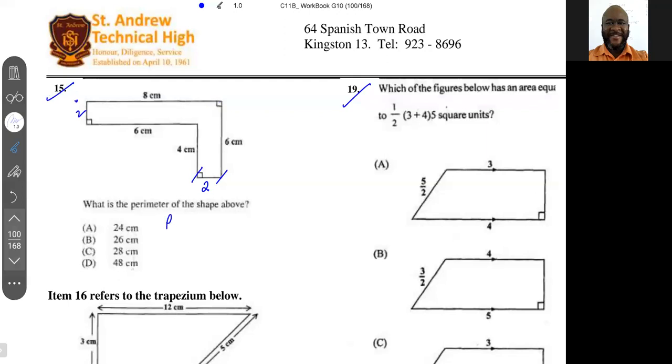So the perimeter is equal to 2 plus 8 plus 6 plus 2 plus 4 plus 6. This is 10, 10, 20, and 8. This looks like 28 centimeters. So the answer here is C.